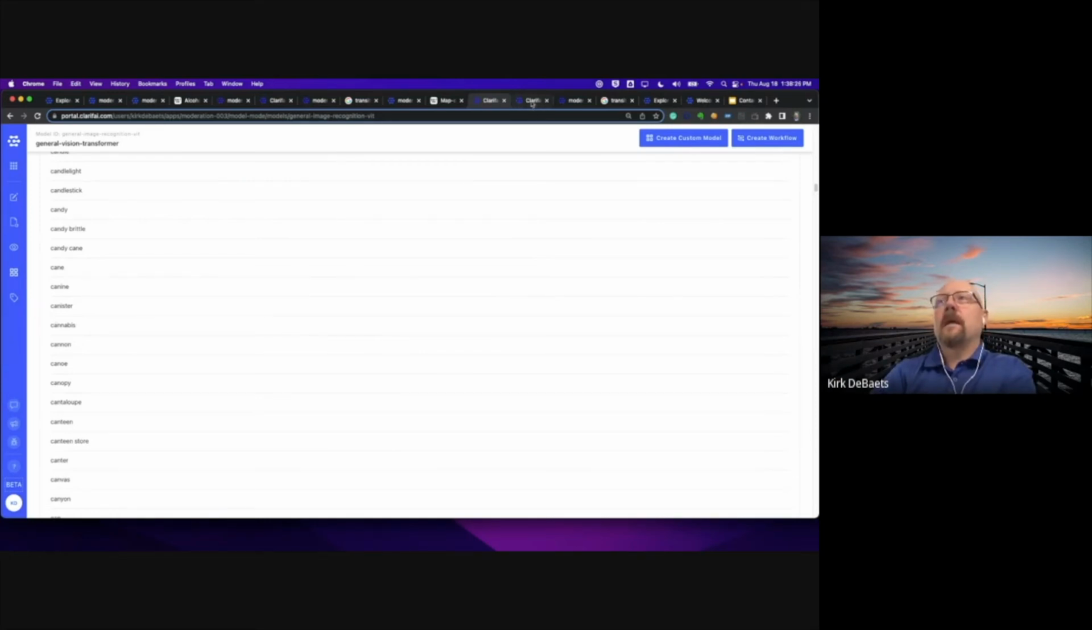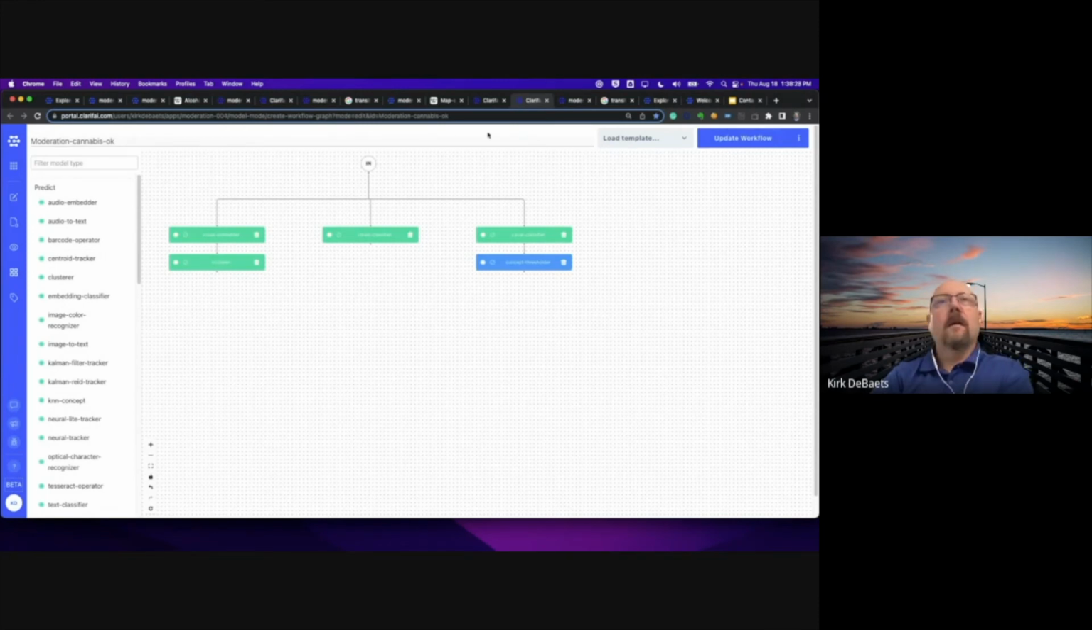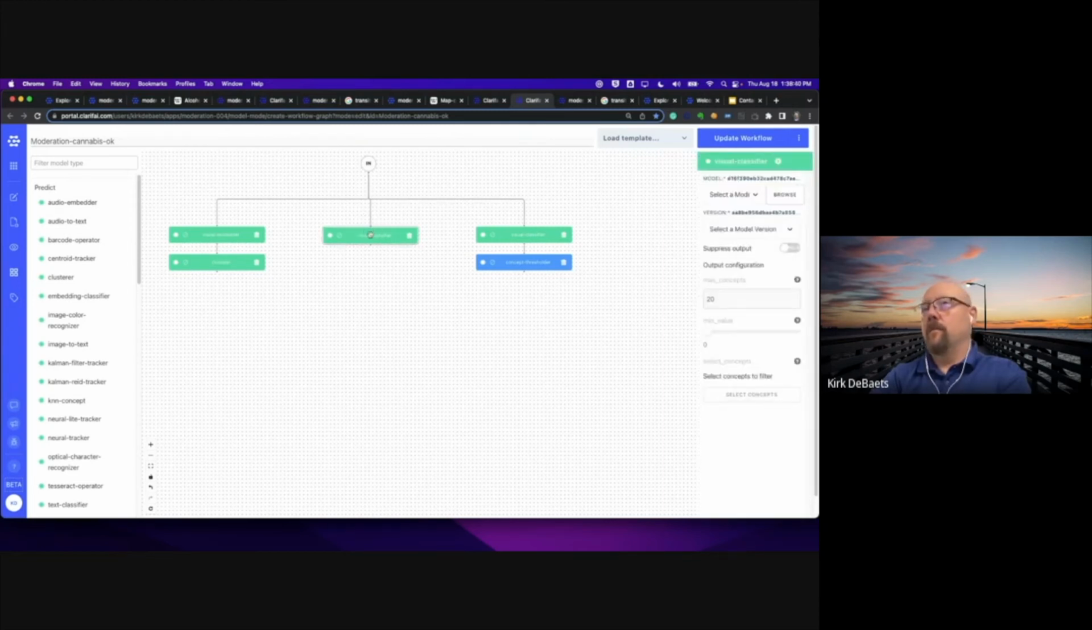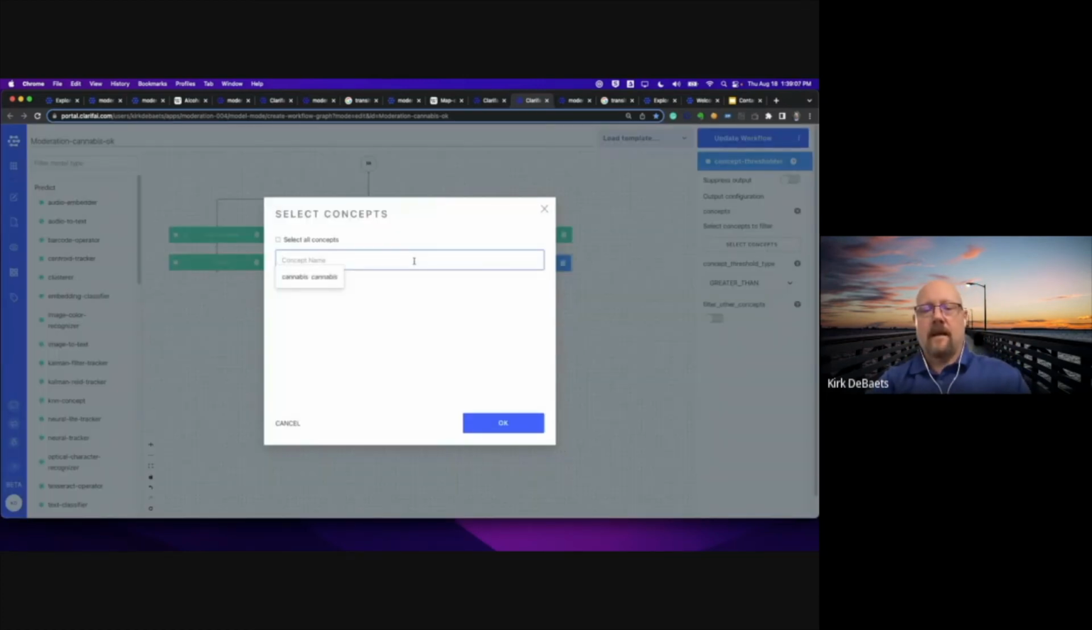So the way that we would handle that, again, we're back in the model builder, and all I've done to get to this point is copy the moderation model, which again gets us that embedding side that we talked about for visual search, and our original moderation model. Now this time, we're going to add the general image classifier over here, and we're going to then select concepts out of that model, so that we can then say, hey, we want to focus on this.